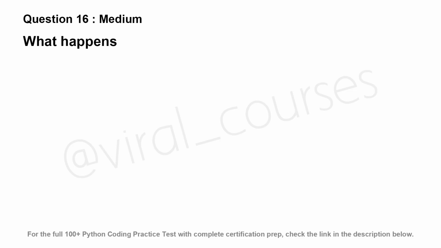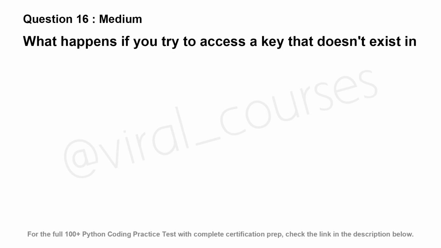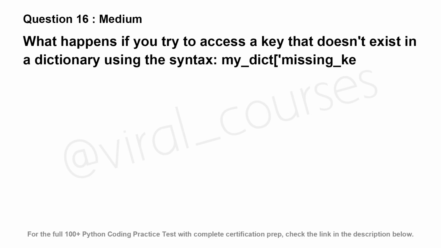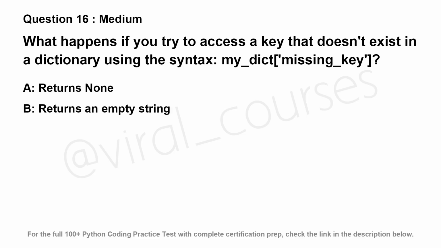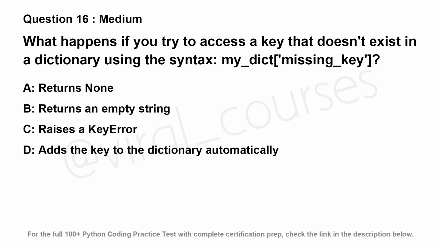What happens if you try to access a key that doesn't exist in a dictionary using the syntax my_dict['missing_key']? Option A, returns None. Option B, returns an empty string. Option C, raises a KeyError. Option D, adds the key to the dictionary automatically.